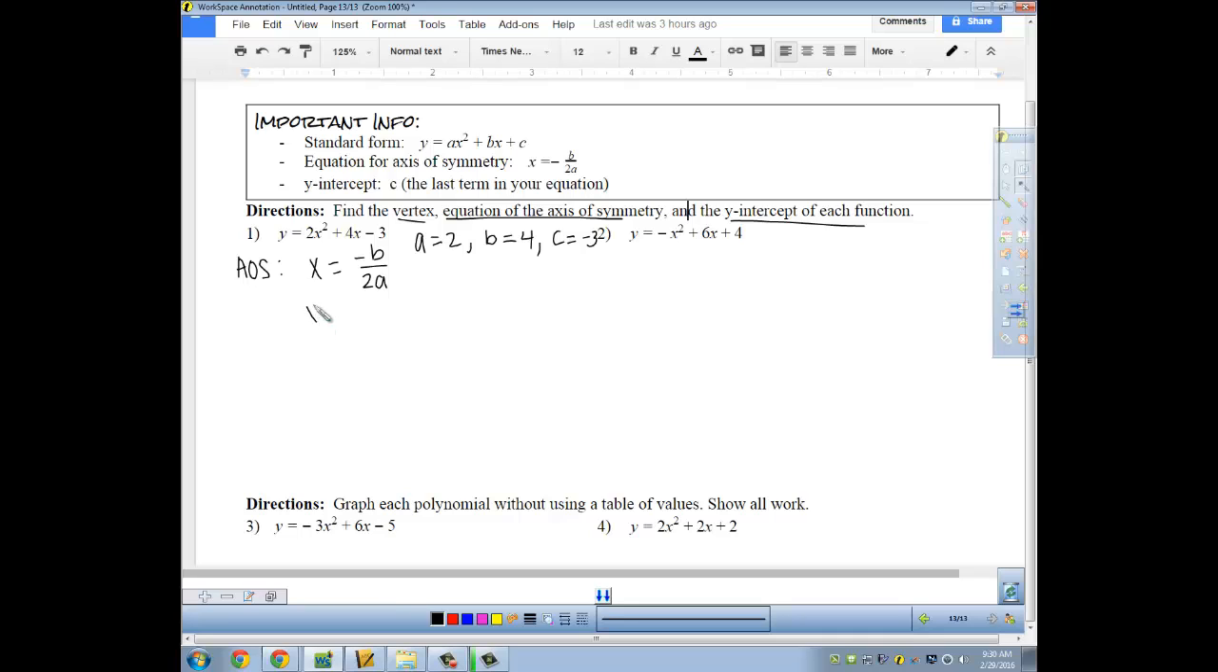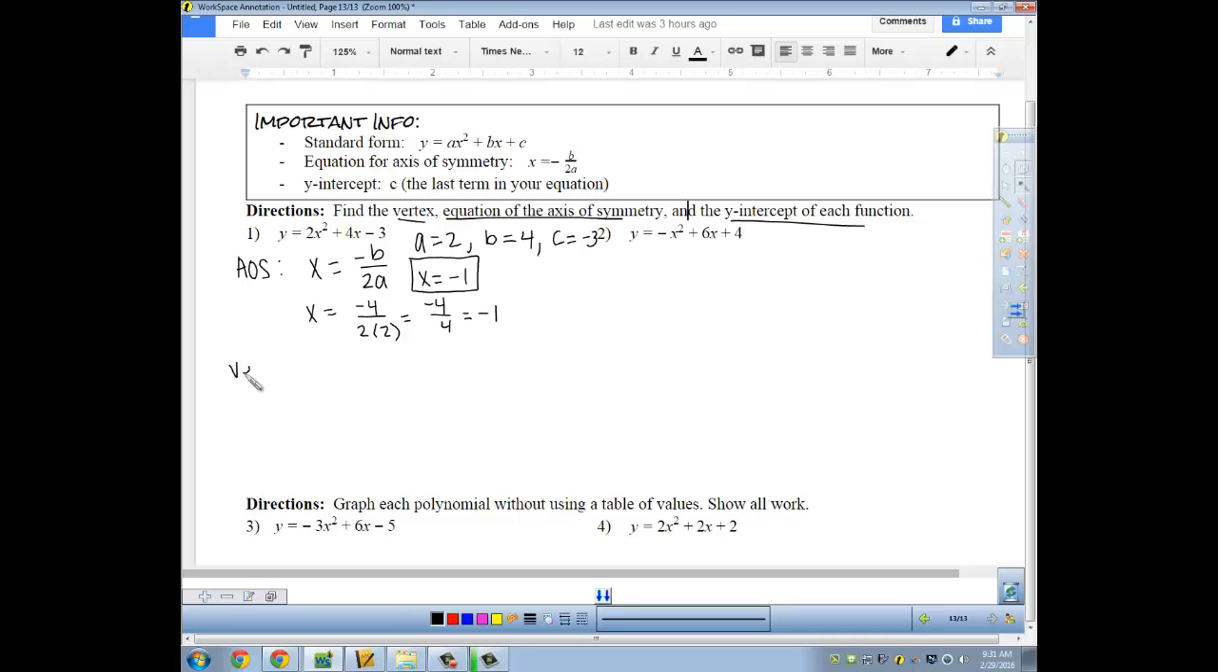So from there I can plug in my numbers. Negative b was 4, so negative 4, over 2 times a. And a was 2, so I'm going to plug in 2 for a and solve that. So I get negative 4 over 2 times 2 is 4. Negative 4 over 4 is negative 1. So my axis of symmetry is going to be x equals negative 1.